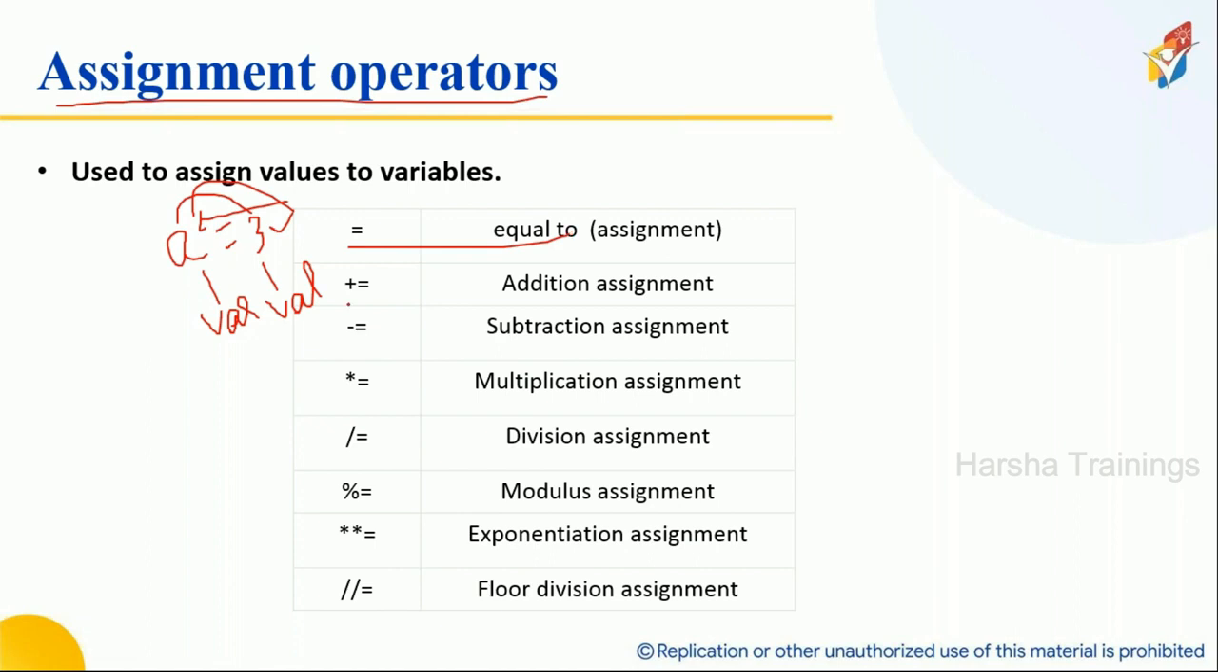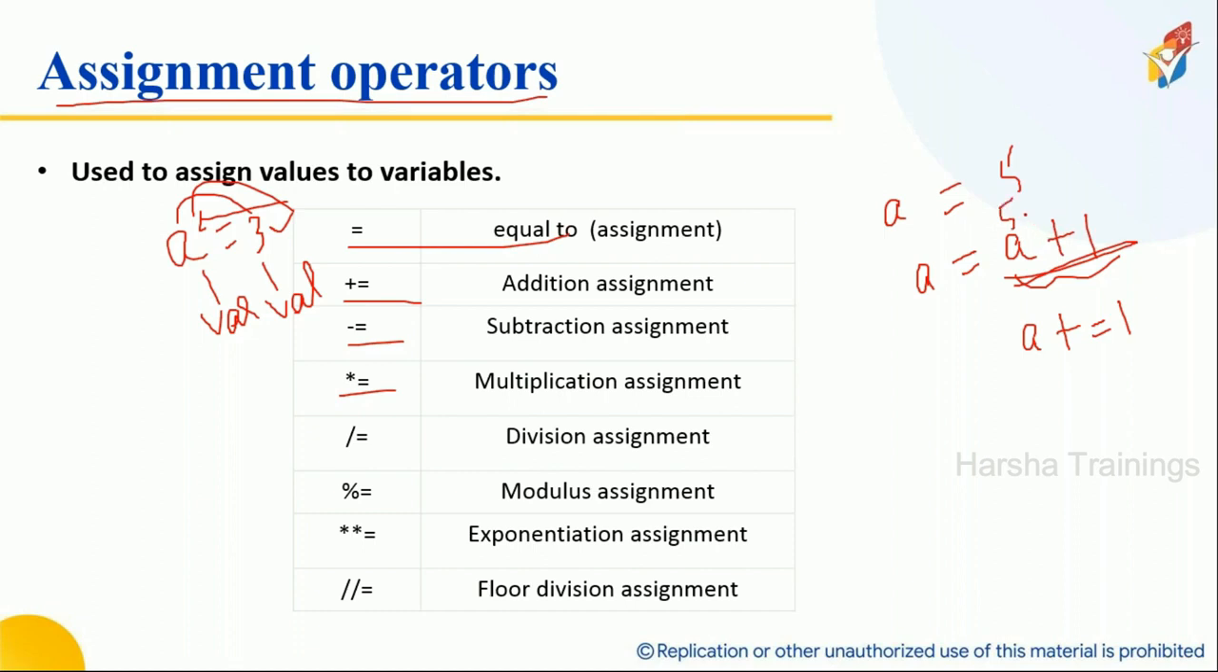Then there is plus equal to, minus equal to, multiplication. What is the meaning of plus equal to? Let us take A equal to 5. Now A equal to A plus 1. If I do this operation, this can be written as A plus equal to 1. Clear? What is the meaning of this? A value is 5, 5 plus 1, so the value 6 will be stored in A. The same statement I can also write like this.